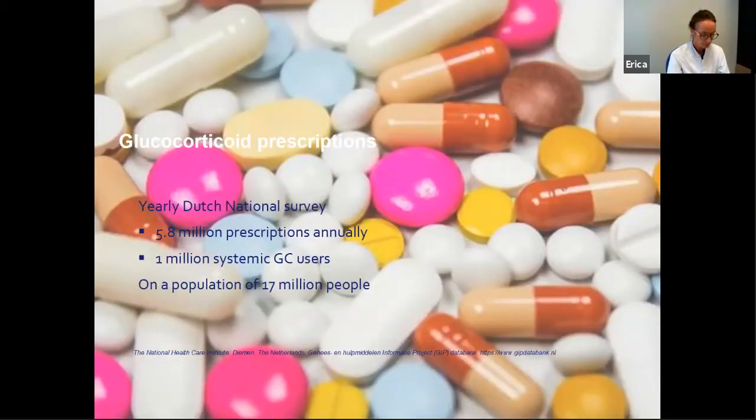So a lot of patients are treated with glucocorticoids. This is the case worldwide. If we look at the Dutch survey, which is done nationally alone, in a population of 17 million people, around 1 million systemic glucocorticoid users are present, and there are almost 6 million prescriptions yearly. And that's not specific for the Netherlands, that's worldwide. So there are a lot of patients on glucocorticoid treatments.